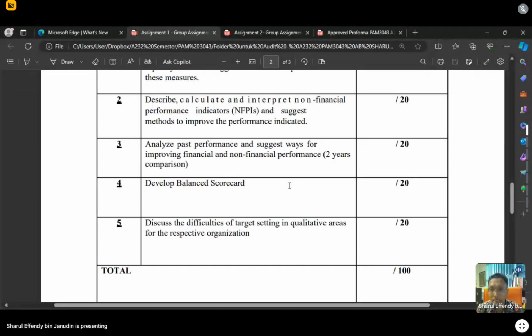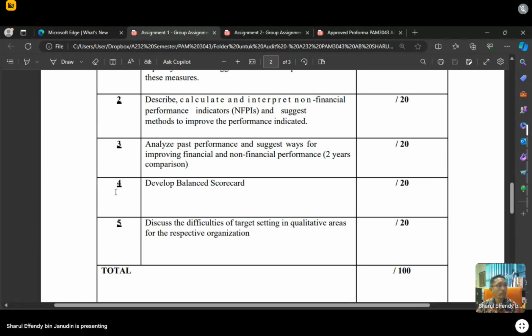It should not be a general discussion. It should be from the organization that you are investigating. Last semester, when it comes to requirement number five, the discussion was very general. So let's mark. What I want is that you need to understand the nature of the organization, then you need to discuss. Therefore, you have to conduct an interview. You must have a contact person from that particular organization.